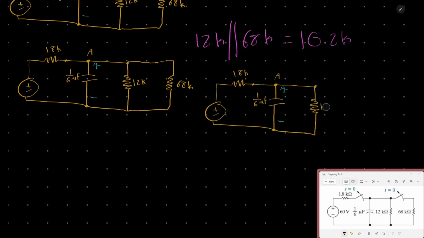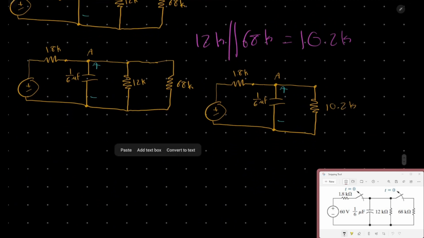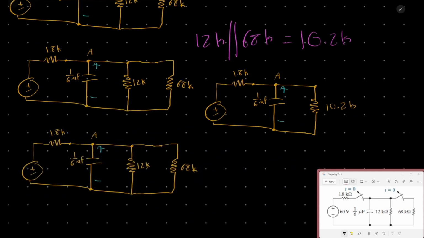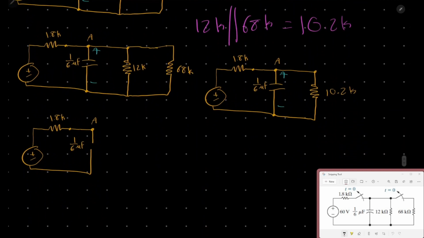And then we will see 10.2K. We will see that this is actually a voltage divider. If you don't see it, I'll quickly redraw it again in a way that you might be able to see it really quickly. Now again, since our switches have been closed for a long time, we can actually change our capacitor to an open circuit. So we can just get rid of all of that.